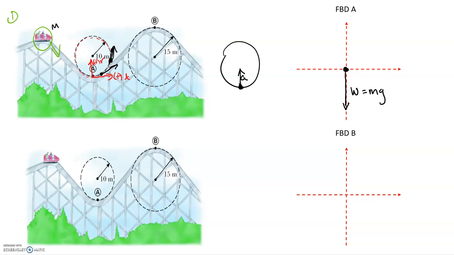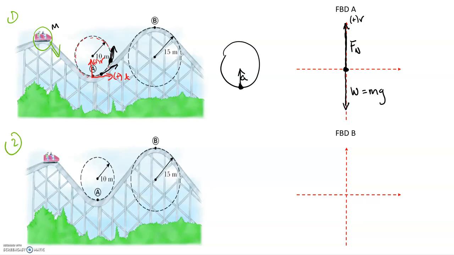So to make that happen, the normal force needs to be of greater magnitude, or a longer length, than the weight force. So F sub N. And that tells anybody that there's going to be a net force or an acceleration in the positive R direction.